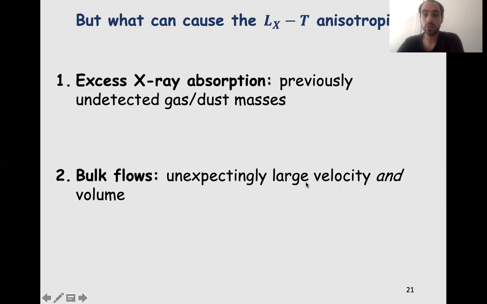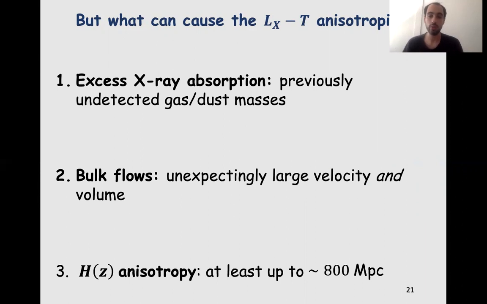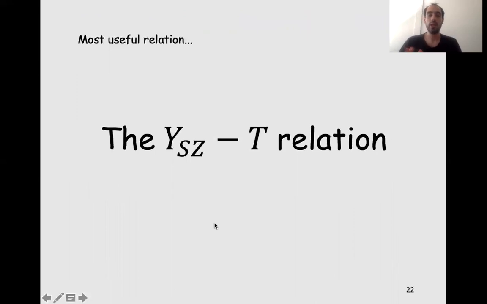A second explanation is the existence of a large bulk flow motion that messes up the redshift to distance relation, so the distance-dependent cluster properties, such as the luminosity, or it could actually be an anisotropy in the expansion rate of the universe, at least up to 800 megaparsecs or so, that we can trace. Now, let's move on to the most useful relation of all, the microwave YZ temperature relation.